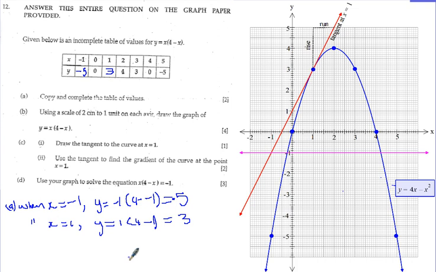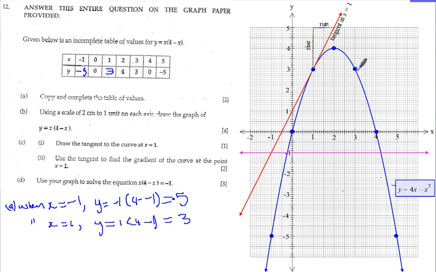Now part B says, using a scale of 2 centimeters to 1 unit on each axis, draw the graph of your function, right? The function is y equals x, open bracket 4 minus x, close brackets. So here it is over there. Now the points are in the table of values. If you look at the graph to the side now, these dots are the points plotted. So you plot each point. It's a total of 1, 2, 3, 4, 5, 6, 7 points. And then you're going to join them with a smooth line.